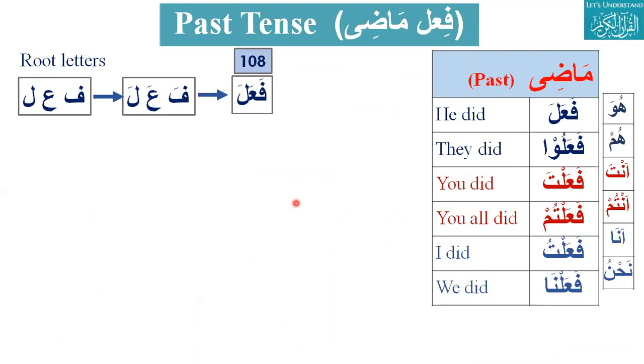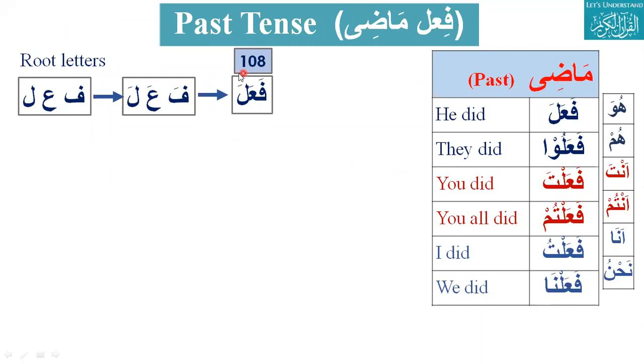Verb, first thing, a verb is basically telling us about action with respect to time. Most of the verbs which we will discuss in level 1 will have three letters. Like this, if you see fa, ain and lam, there are three letters: fa'il.